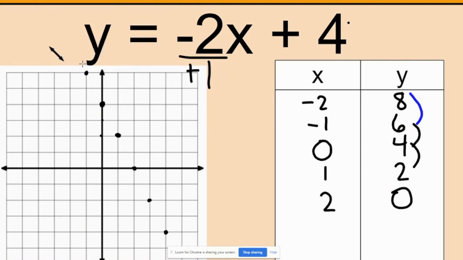Go away. There we go. Okay. You get an extra random line there, but here is our line that goes right through the y-intercept, and then it has a slope of down 2 over 1.